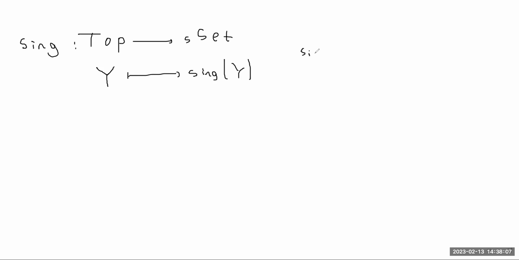Sing y in the n place, like the n-simplices, will be the continuous maps from delta n to y. One can show that this is really simplicial, giving us a simplicial set, and that this is really a functor.